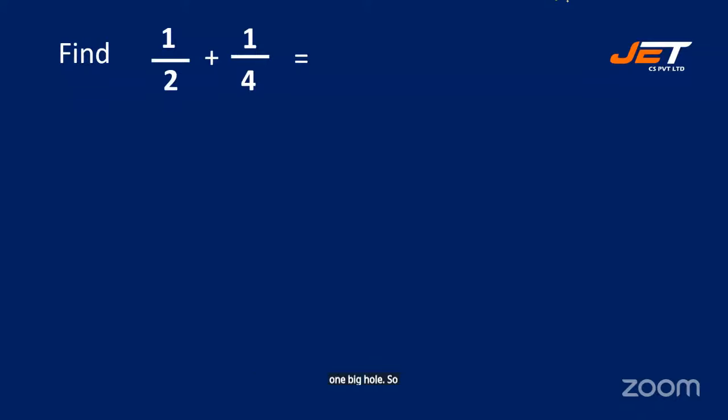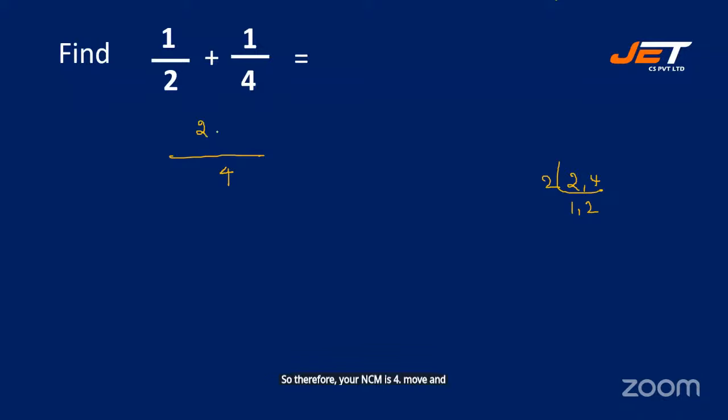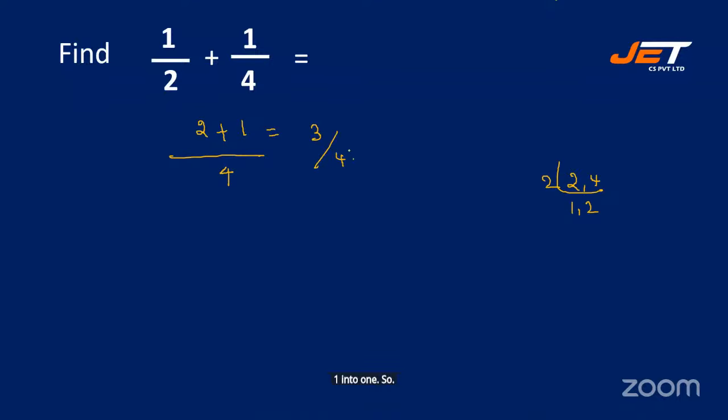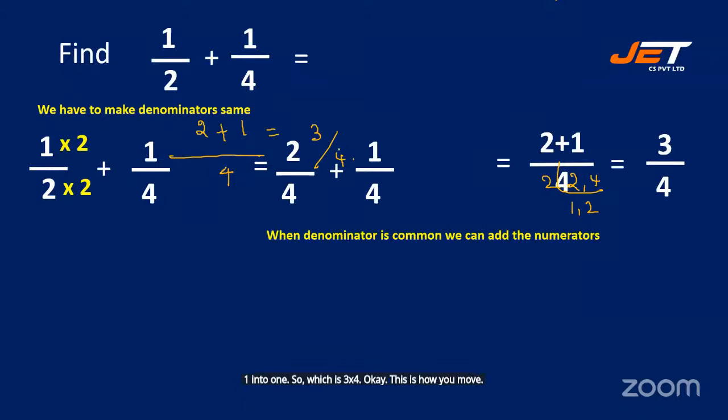So 1 by 2 plus 1 by 4. You take LCM for 2 and 4. You get 2 ones are 2, 2 twos are 4. So therefore your LCM is 4. 2 will go in 4 2 times. That 2 into your numerator 1. 4 will go in 4 1 time. 1 into 1. So which is 3 by 4. Okay. This is how you give the answers.